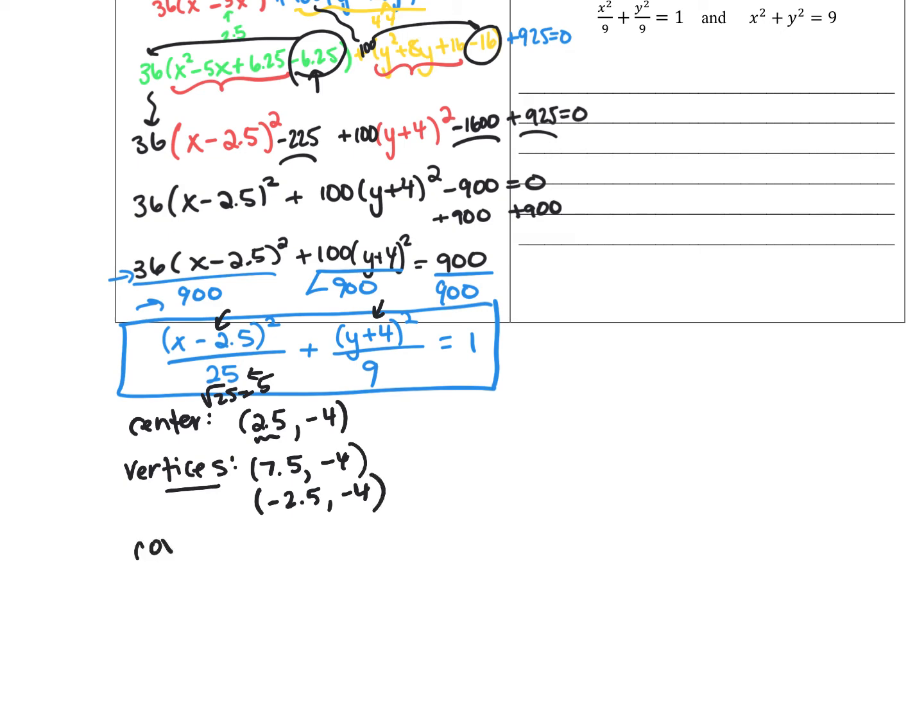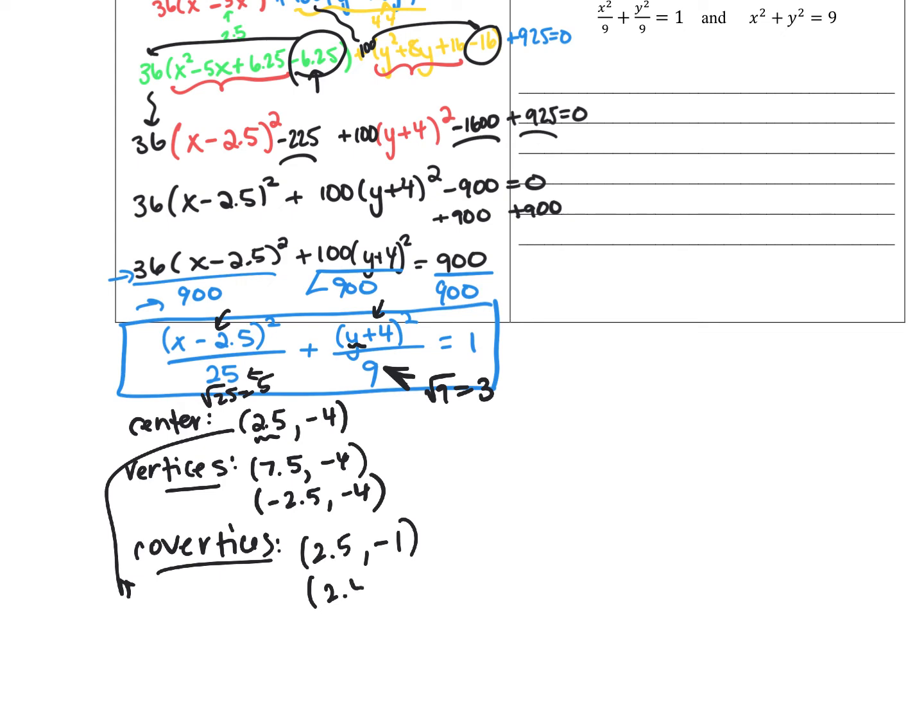And then the co-vertices, those are related to the number 9, which is really the square root of 9, which is 3. We're going to go up and down because that's y, 3. So thinking again from the center, if we go up and down 3, up 3 would put us at negative 1. Down 3 would put us at negative 7.